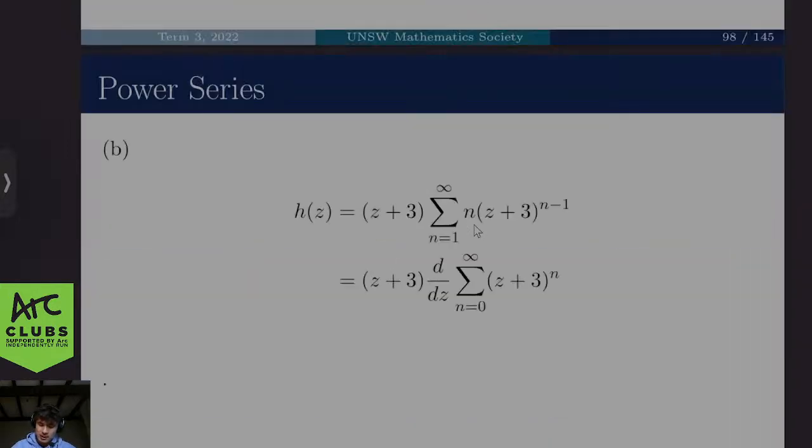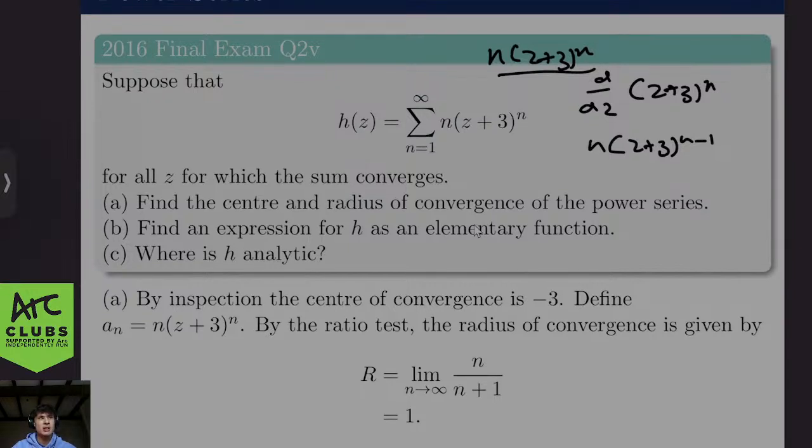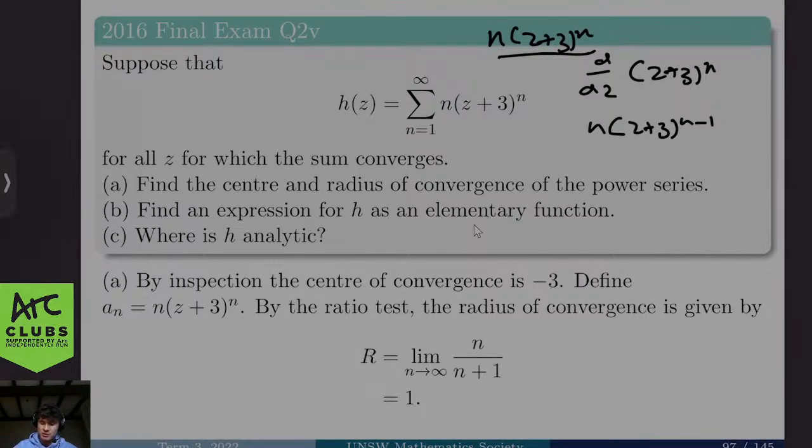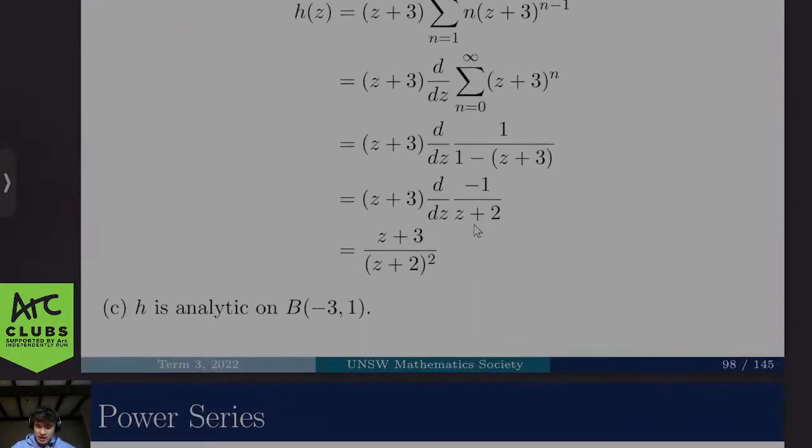Alright, and now the last part of the question was to find where h is, quote-unquote, analytic. Analytic just means where can I write h as a power series? And the answer is quite simple. It's just centered at my center with radius equal to the radius of convergence. So it's just the open ball centered at -3 with radius 1, which is my radius of convergence. And so that's where it can be written as a power series.